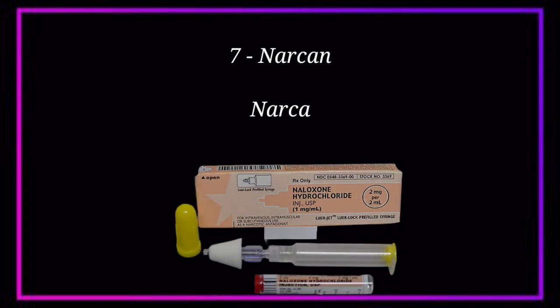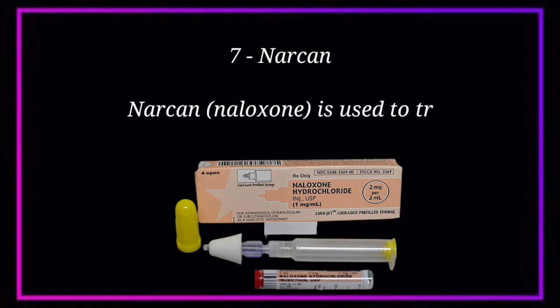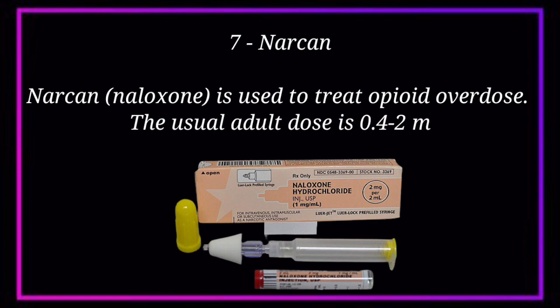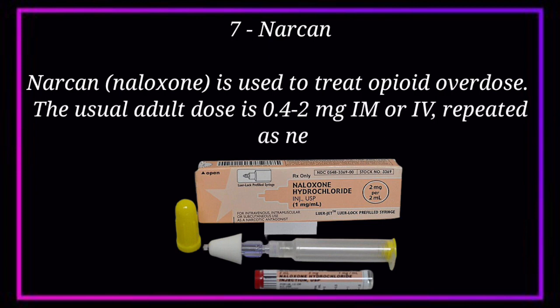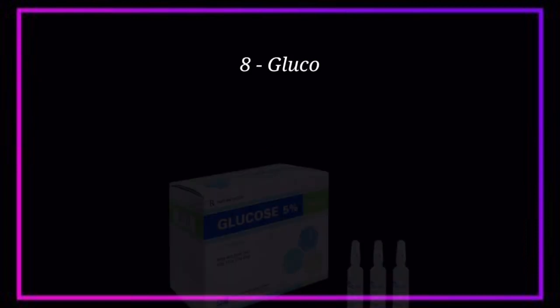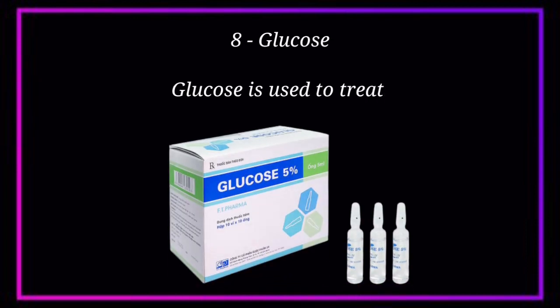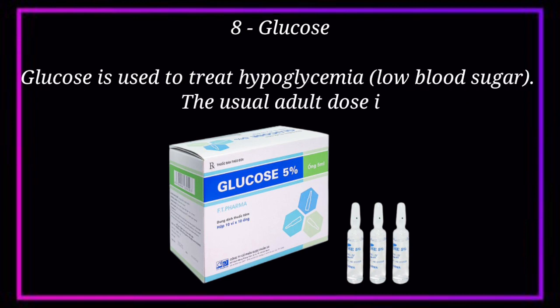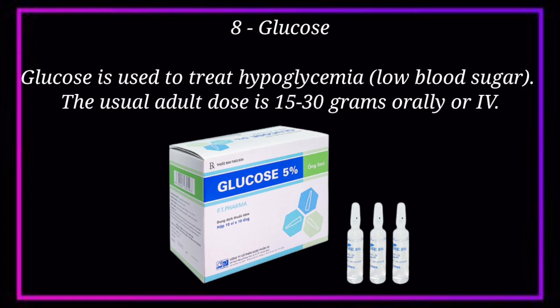Number 7. Narcan. Narcan, Naloxone, is used to treat opioid overdose. The usual adult dose is 0.4 to 2 mg IM or IV, repeated as needed. Number 8. Glucose. Glucose is used to treat hypoglycemia, low blood sugar. The usual adult dose is 15 to 30 grams orally or IV.